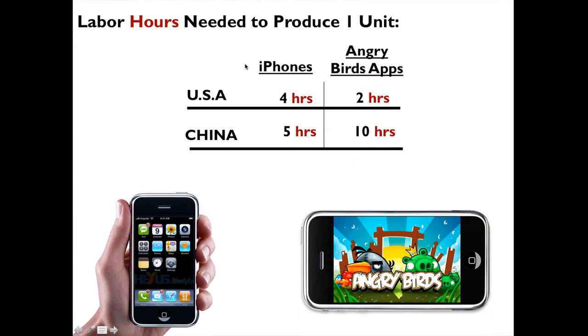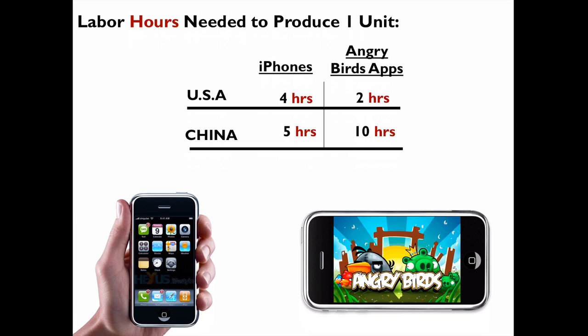Okay, so I'm gonna go over the example we went over in class. That way you can prepare for the next class when we're gonna expand on this topic. So the example is the following. We have two countries, USA and China, trading, or not trading at the beginning, but just producing two goods, iPhones and Angry Birds.